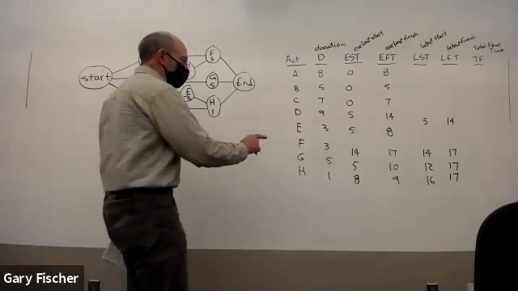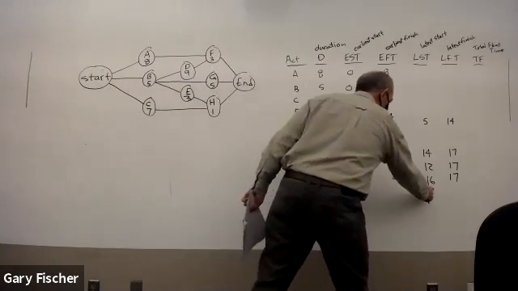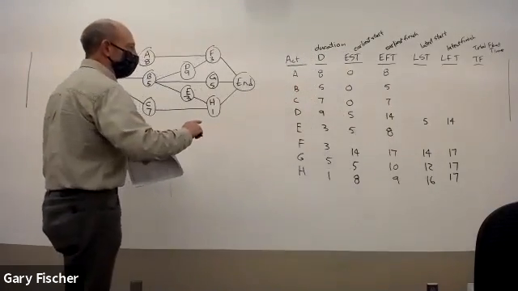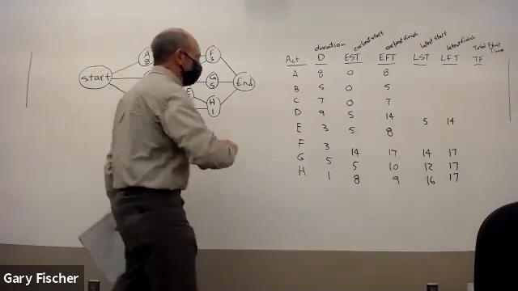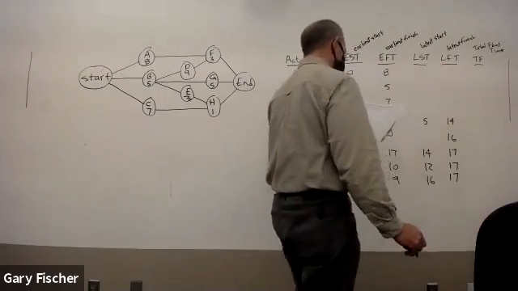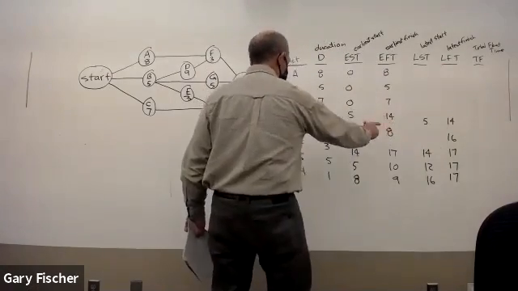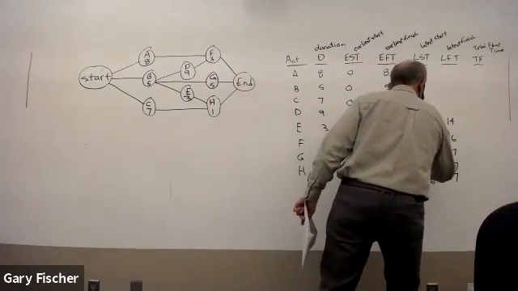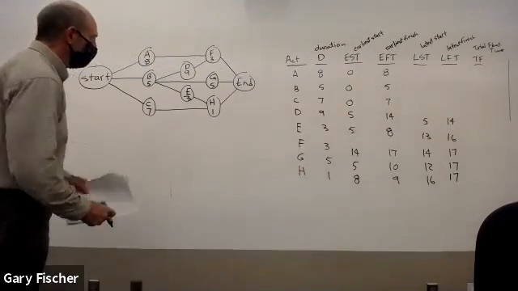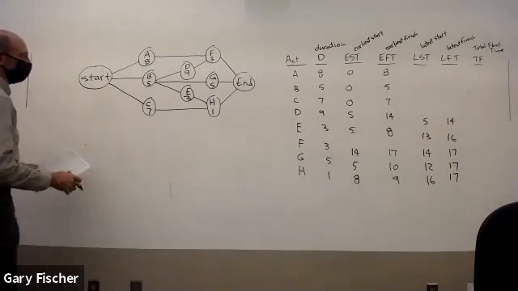And activity H, the latest start time is 16. So we're going to put that as the latest finish time for activity E. So this is 16. And then we take 16 minus 3, which is the duration, so its latest start time is 13. Okay, we'll move up to the next layer.